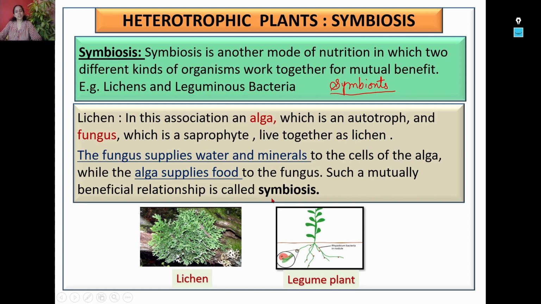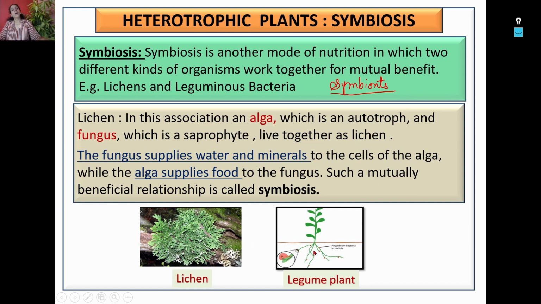So such relationship is called symbiosis. This is how lichen looks like. This is lichen, where you will see its appearance is green in color. So the upper part is completely alga and the lower part is the fungus, and that's how they are helping each other and living together as one entity called lichen.